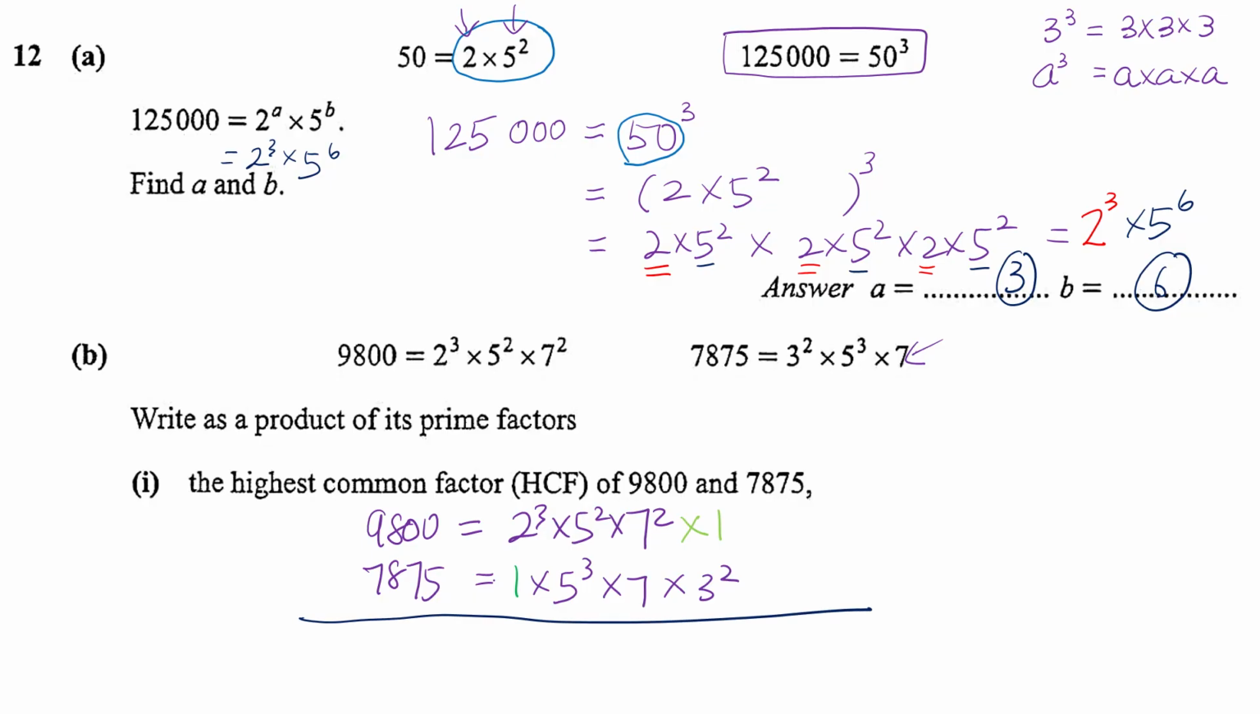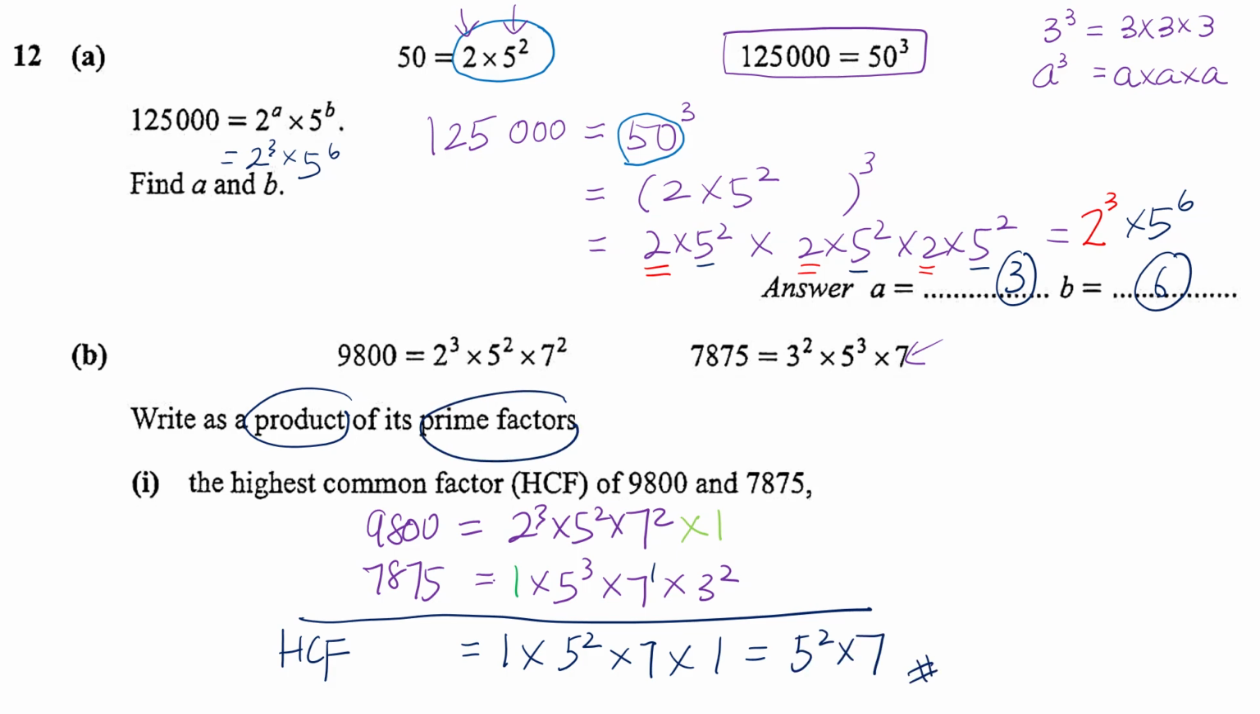Now we can find your HCF. We take the smallest of the two prime factors. So 2 cubed and 1, smallest is 1. 5 squared and 5 cubed, smallest is 5 squared. 7 squared and 7, where 7 means 7 to the power 1, so the smallest one is 7. 1 and 3 squared, smallest one is 1. We're supposed to write a product of the prime factors, so that will be 5 squared times 7. Times means product. 5 is a prime number, so 5 squared is a prime factor, and 7 is also a prime number. So that's how we do it.